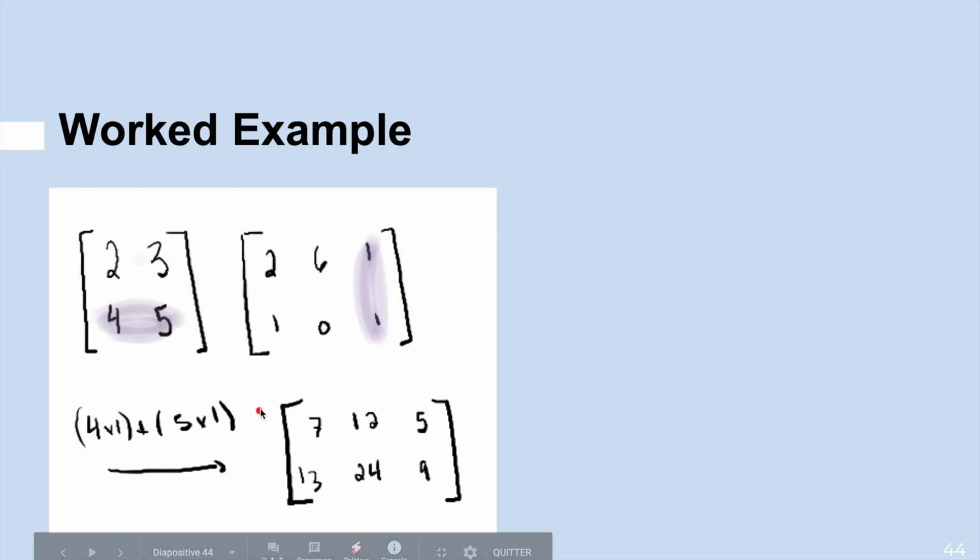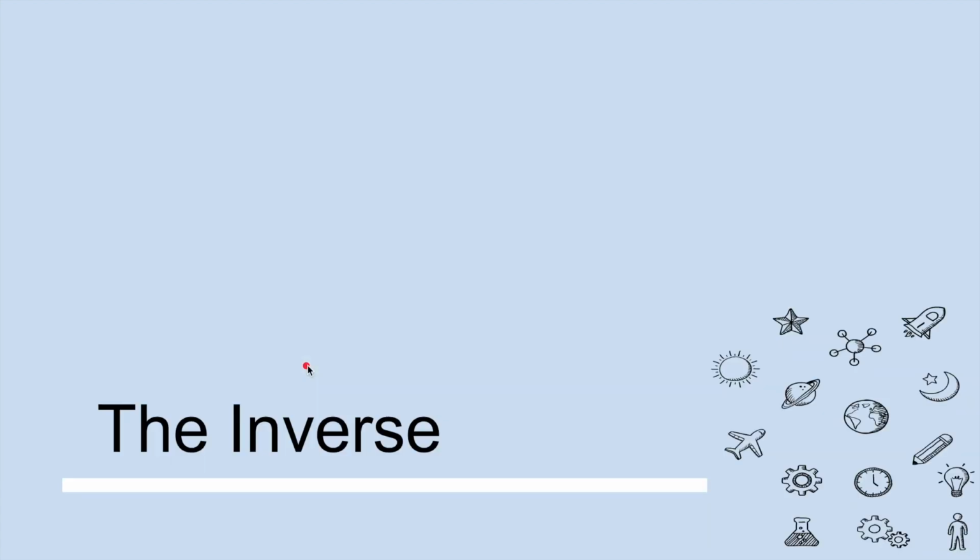So my answer of this matrix multiplied by this matrix is an entirely new matrix. So it's quite different, and remember, there's no such thing as matrix division. It does not exist. In the next video, we are going to be talking about the inverse.